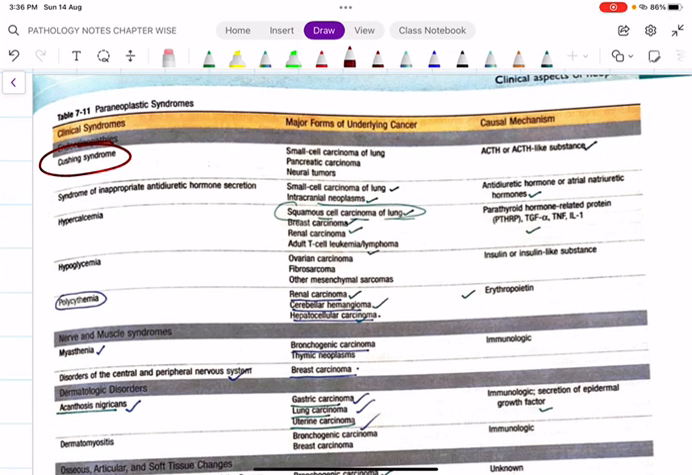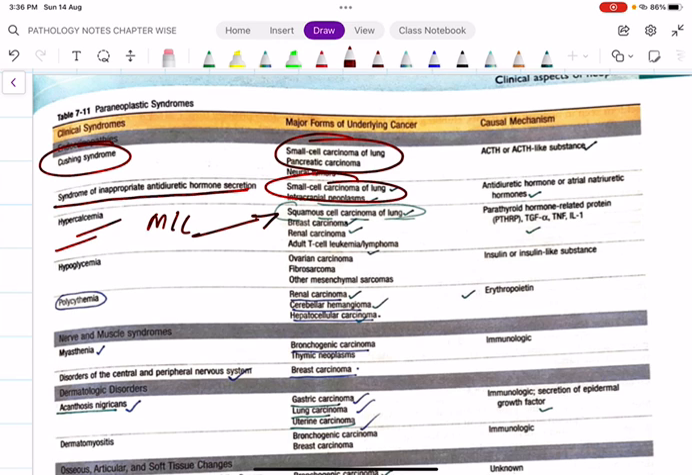Cushing syndrome is most commonly associated with small cell carcinoma of the lung and pancreatic cancer. Then SIADH, syndrome of inappropriate ADH secretion, again is small cell carcinoma of the lung. Hypercalcemia is most commonly associated with squamous carcinoma of the lung. It is also associated with breast cancer. What is the most common paraneoplastic syndrome present in breast cancer? Again, the answer is hypercalcemia. The problem is parathyroid hormone related peptide.